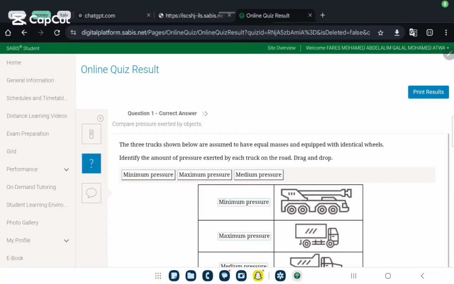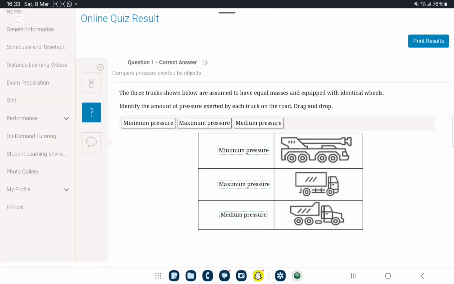Will be course practice, chapter 5. So they tell us here that these three trucks have equal, identical masses, and the tires are the same. Because the tires are the same, they're going to have the same surface area of contact.